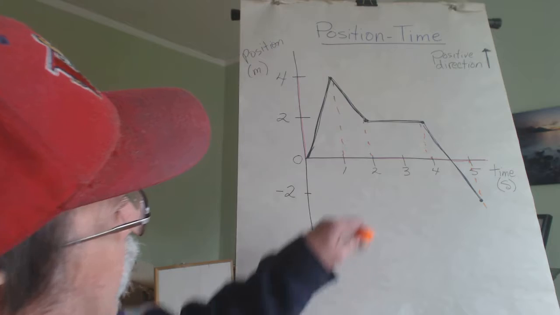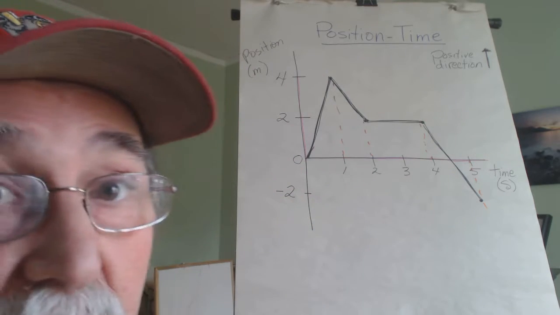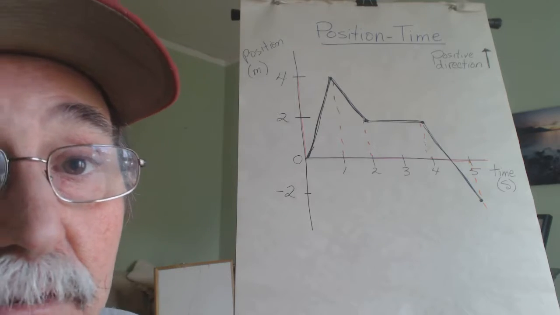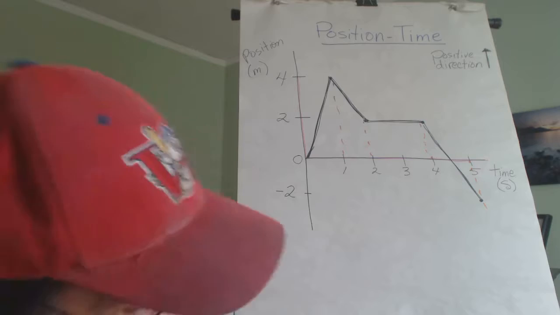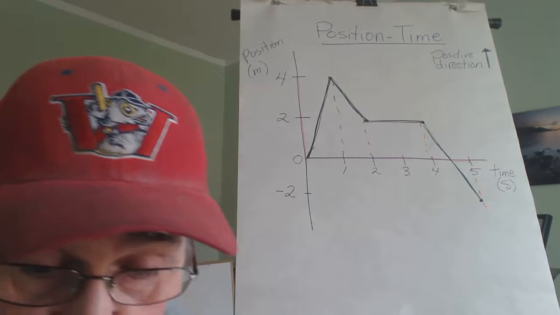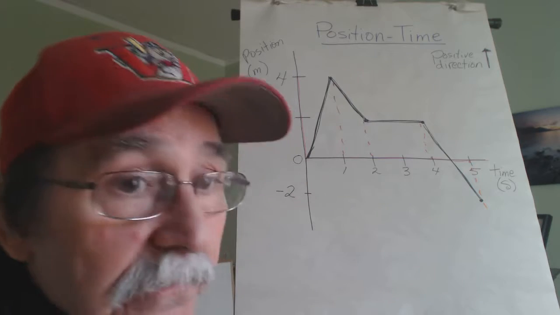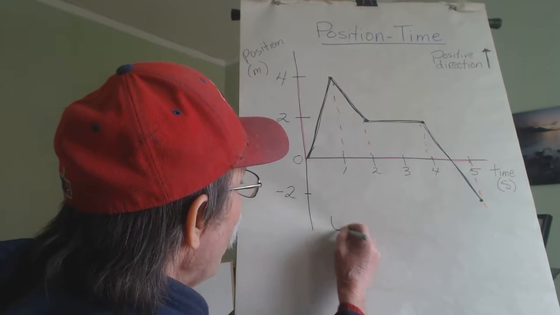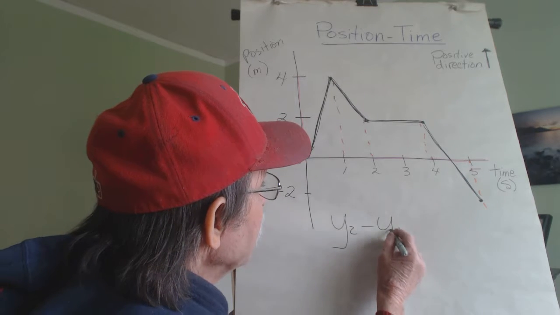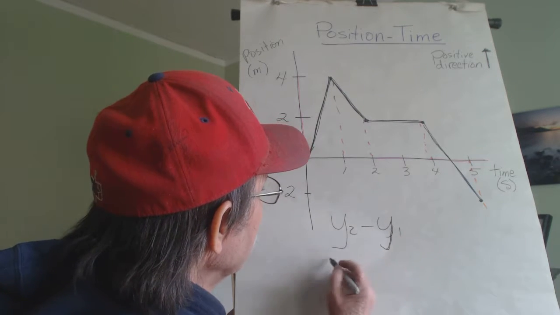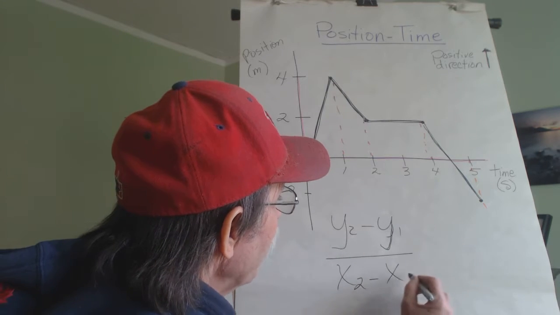Now you'll remember, I'm going to do, you know me by now, I say I'm going to do something and I end up doing totally different. But I want you to recall the formula for slope. The formula for slope was y2 minus y1 over x2 minus x1.